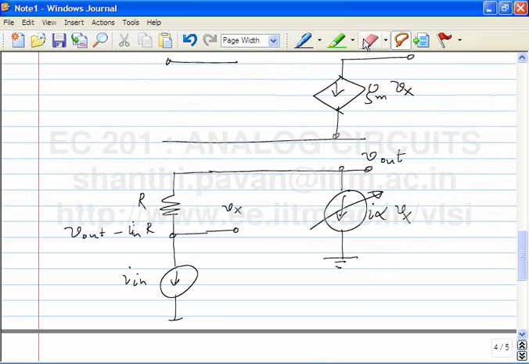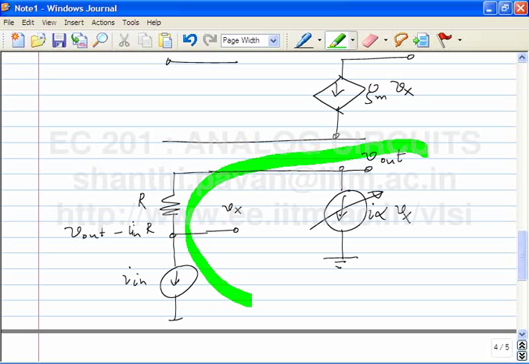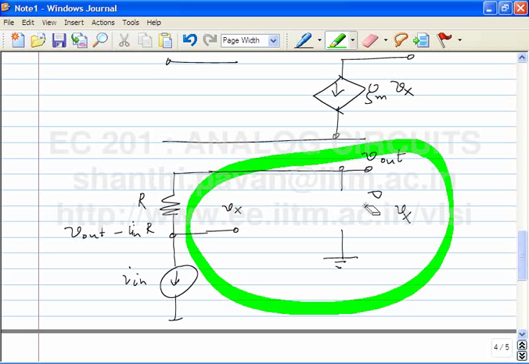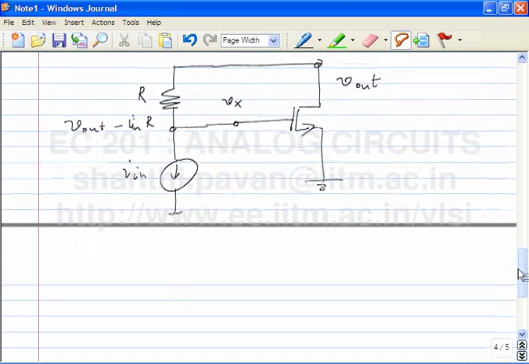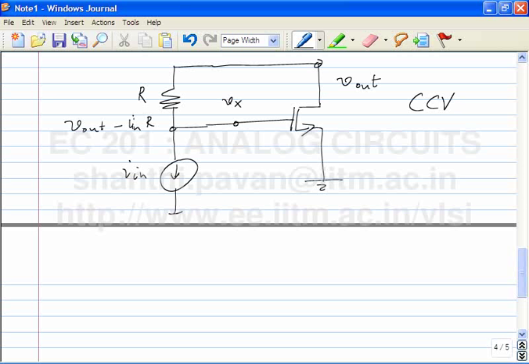Okay, so what was there in the oval before is now, so which is the gate, which is the source, which is the drain? Vx is the gate. Very good. Okay, so which is the source? Ground. The source is grounded. Vx is the gate. What happens to the drain? V out is the drain. So this then represents the incremental equivalent circuit of current controlled voltage source.